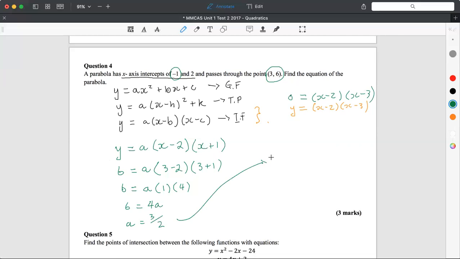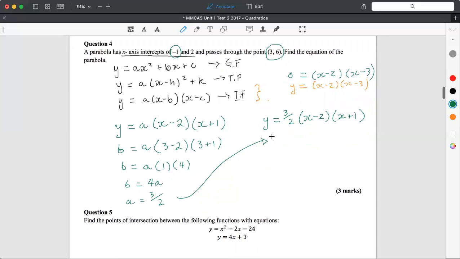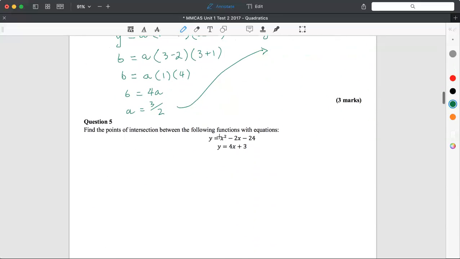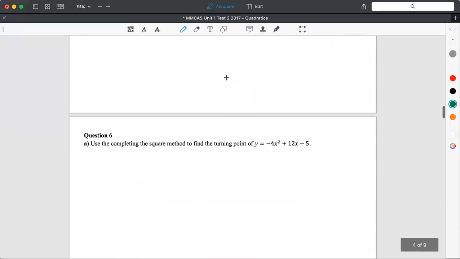So if we come over here now, we just need to substitute it into this form here. But now we know what A is. So we can say, all right, y must equal 3 over 2, x minus 2, x plus 1. And that's our final answer. You can check it on your graph. It will have x-intercepts at +2 and -1. And this A value sort of dilates it or stretches it such that it goes to this point here, (3, 6). All right. Let's keep pushing through.